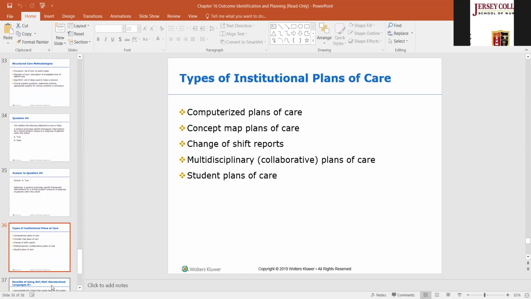Institutional care plans, we have a few. We have computerized ones. They're usually some sort of standardized care plan for each person. And then we can titrate them to be more unique if we need to. Concept maps are kind of along that same guideline. They give us specific steps to follow. Change of shift reports, multidisciplinary or collaborative plans of care, and student plans of care.